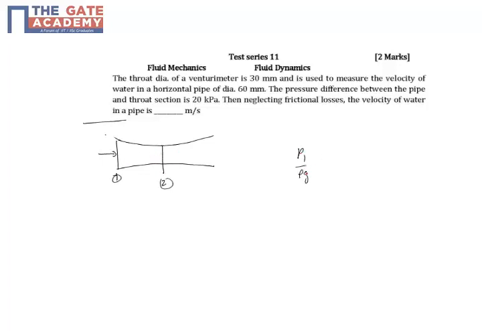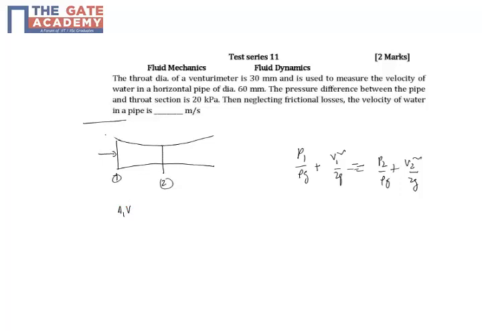So P1 by rho g plus V1 square by 2g. The height is the same, so we don't consider the height term. And then P2 by rho g plus V2 square by 2g. Now, second is the throat section. Now V1 is something which we need.